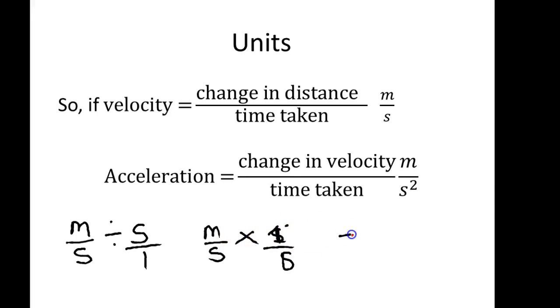So m times 1 just gives us m, and s times s gives us s squared. So our final units then for acceleration are meters per second squared.